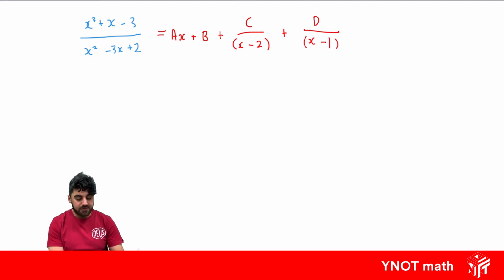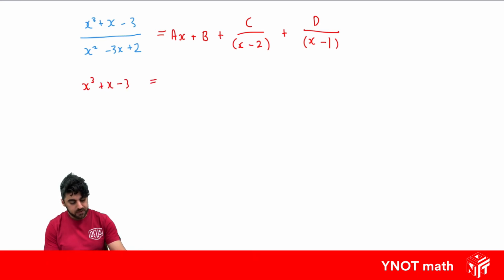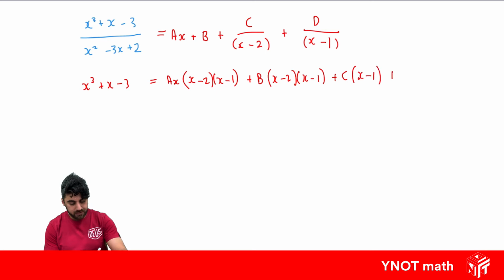Now we just again have to multiply out by our denominator and solve for a, b, c, and d this time. So multiplying every term by our denominator is just going to leave us with our numerator, x cubed plus x minus 3. Ax is going to have to be multiplied by x minus 2 and x minus 1, our denominator. So is b, x minus 2 and x minus 1. C will just be times by x minus 1, and d will be times by x minus 2.